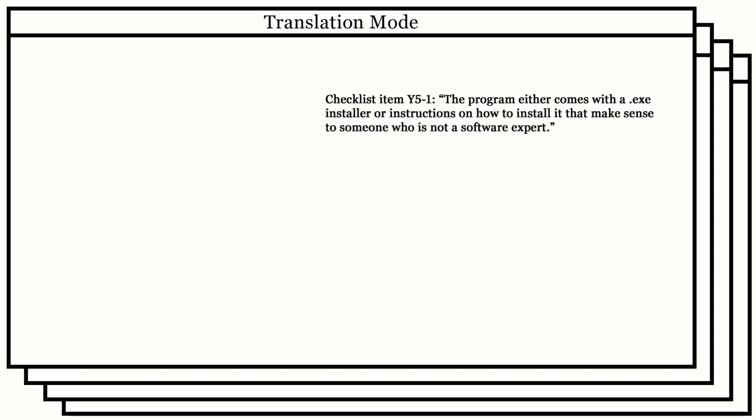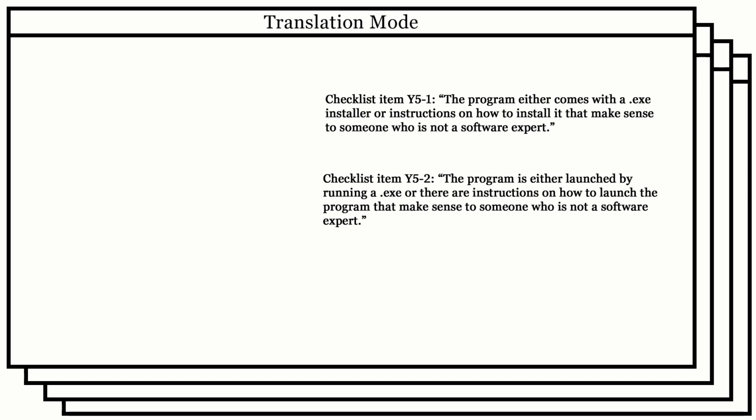Checklist item 5-1, the program either comes with a exe installer or instructions on how to install it that make sense to someone who is not a software expert. And checklist item 5-2, the program is either launched by running an exe or there are instructions on how to launch the program that make sense to someone who is not a software expert.